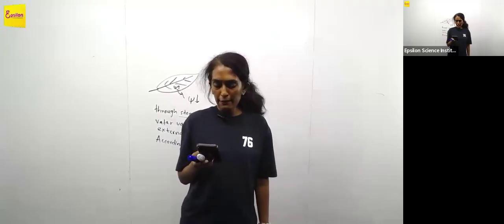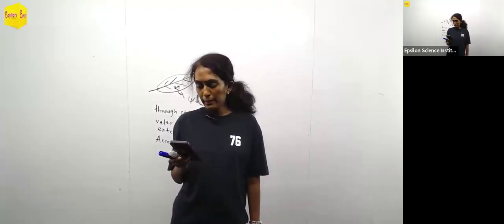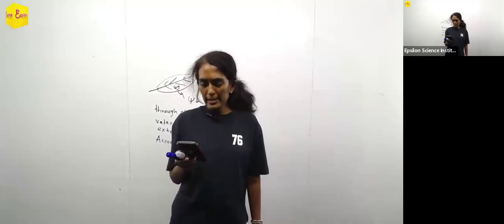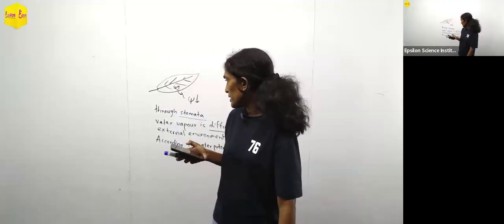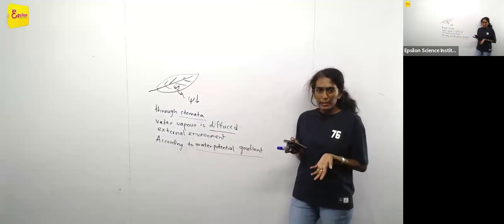Immediately next to the leaf is a thin layer of still air through which water vapor diffuses out and is swept away by moving air. There is a diffusion gradient, or diffusion shell, around it. I'll explain about the diffusion shell in a while. Up to that, tell me whether you are okay with that.